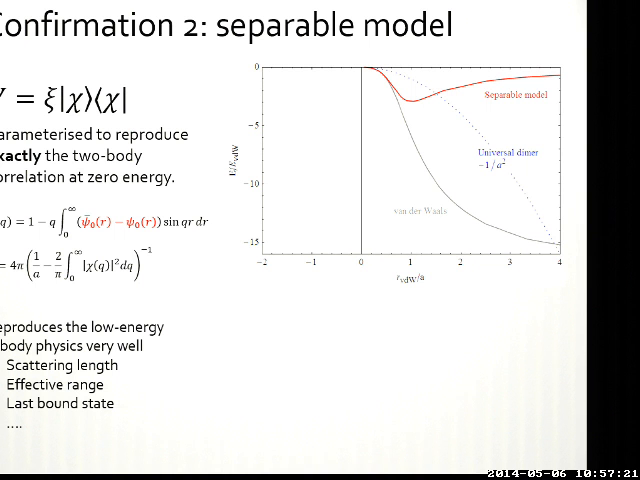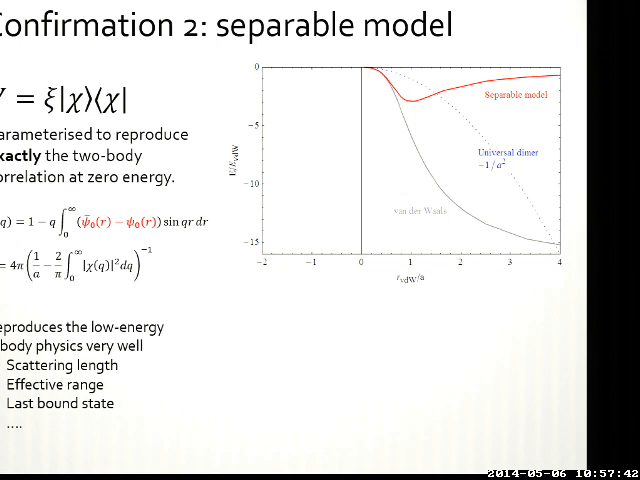In the universal theory, the two-body bound state would just get 1 over a squared, right? And we go a little further with a separable potential, which is adjusted to reproduce the bound state of this potential. Yes.